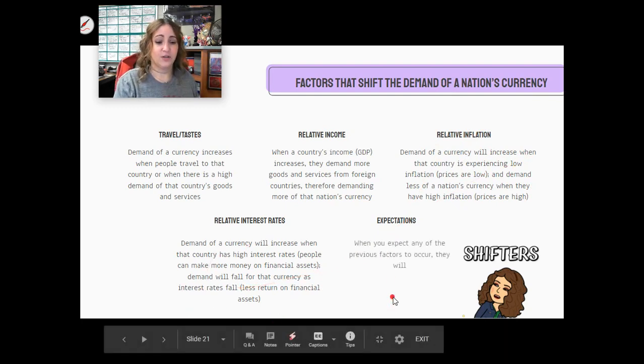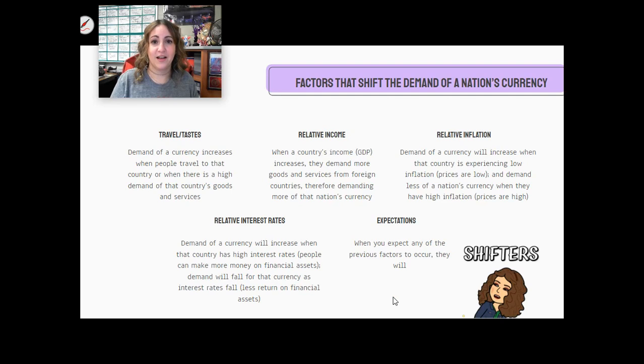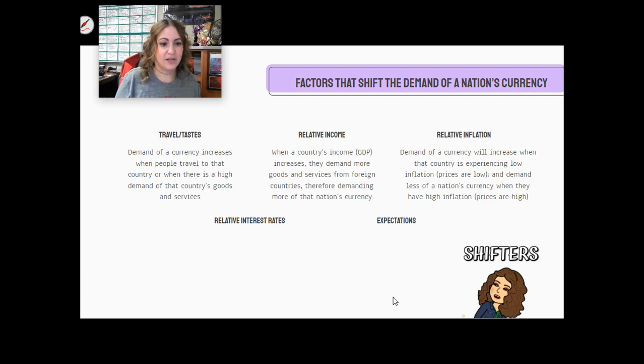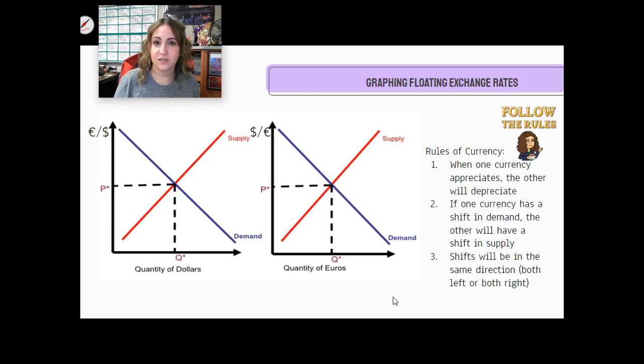And then obviously, if you expect any of those previous factors to occur, they will. So today, tomorrow, we're going to be practicing shifting currency. What happens to the dollar? What happens to the euro? If these scenarios are in play. So just a quick recap. Here are the rules of currency. You follow the rules, you are good to go.